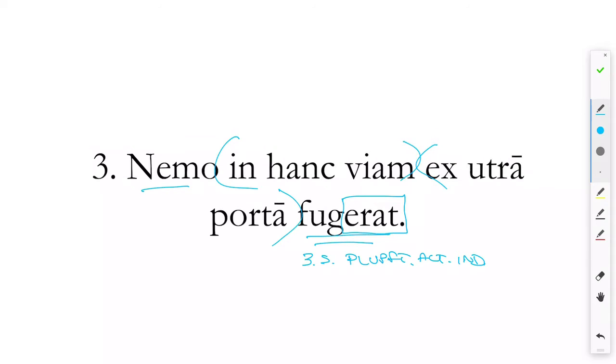In hanc viam, in plus the accusative equals into. Very often, in takes the ablative and just means simply in. But in plus the accusative means into, or onto. This is the case here. Onto this road. Ex utra porta, from either gate. Nobody had fled onto this road from either gate.